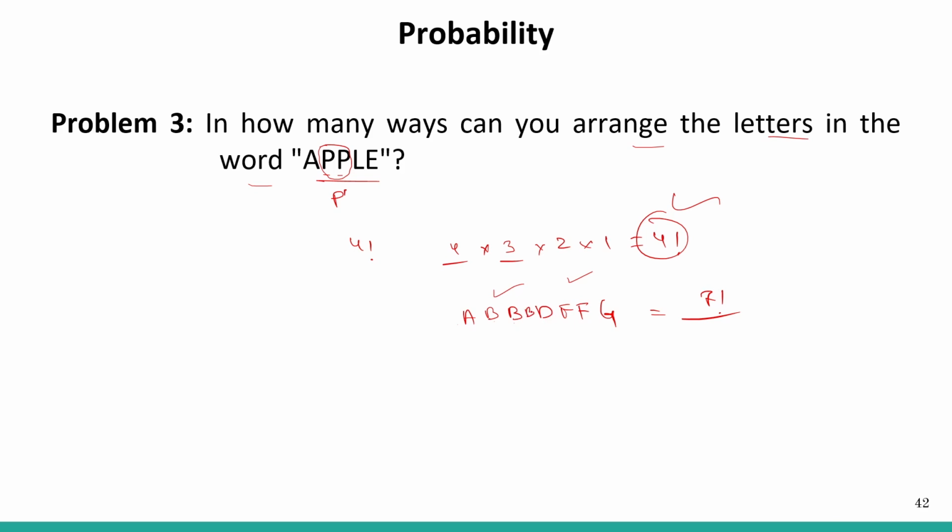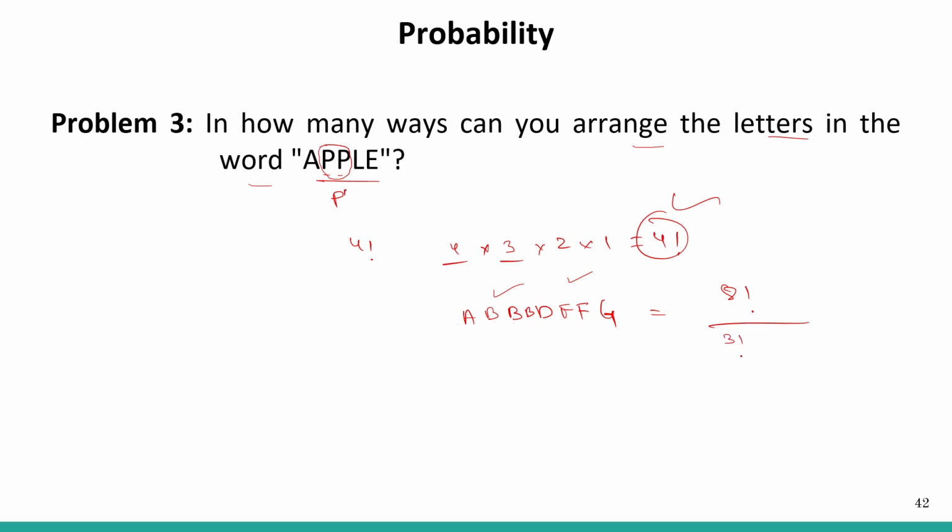Let's do another B right here. So it will be what? 8 factorial ways. So how many times is B being repeated? It is being repeated 3 times. And how many times is F repeated? Only 2 times. And is there any other letter that is being repeated? No, right? So B is being repeated 3 times.